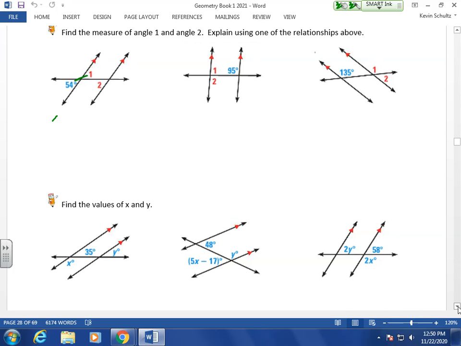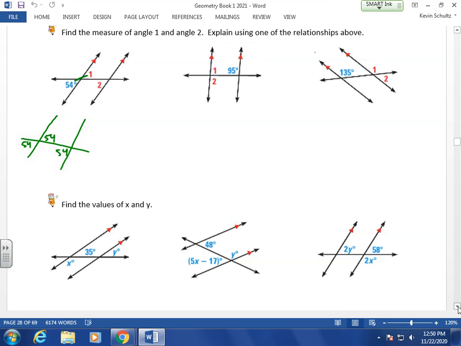I'm just going to redraw this down here. This is 54. If we know that is 54 because of vertical angles, and we look at where angle 2 is, we say, oh, hey, that's alternate interior. Alternate interior, opposite sides of the transversal, inside of the lines being intersected, is congruent with the 54. So you can use vertical angles followed by alternate interior angles.